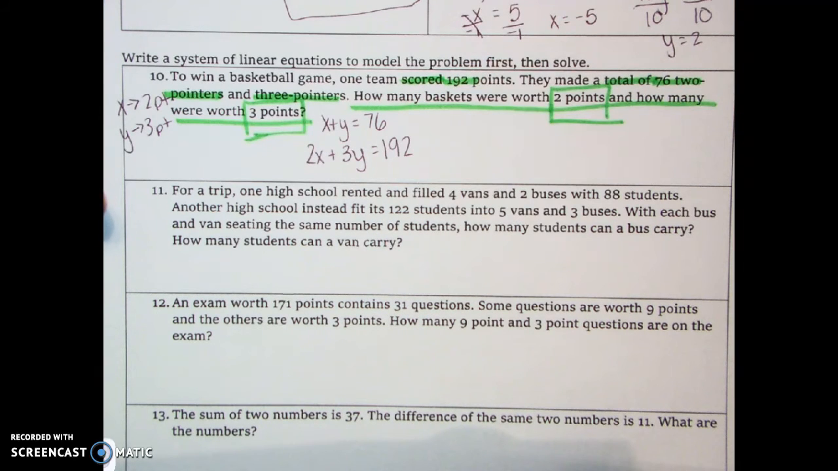Okay, and now you can use whatever method you want. Go ahead and you can pause it if you're going to try it again. I'm going to pause this and work it out because I'm running out of time in the video.